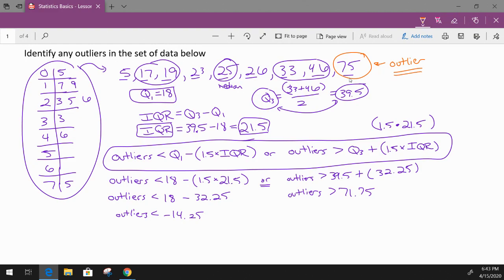Hopefully that helps you identify your outliers. If you need more help, let me know.